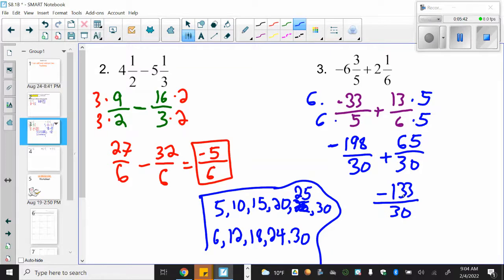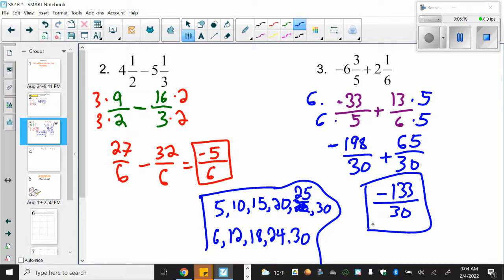Let's see, we can't reduce 133 by 2. Can I reduce 133 by 3? Let's see, 3 and 3 is 6 and 1 is 7. Nope. 5 won't work, 10 won't work. Man, I think we're good. I don't think we have anything else we could try. To make 30, we could use 1 and 30, 2 and 15, 3 and 10, 4 doesn't work, 5 and 6, that's it. So yeah, we're done there. Not a lot of reducing on these. There will be on your homework though, so make sure you're following the process.